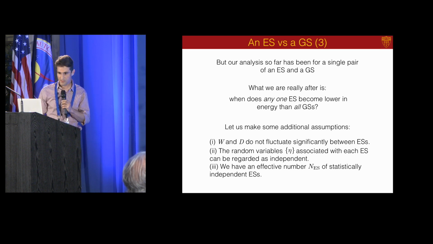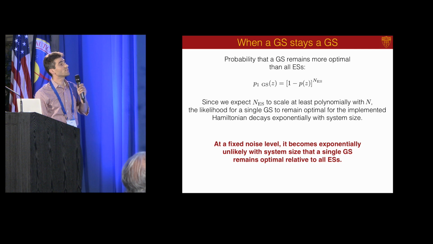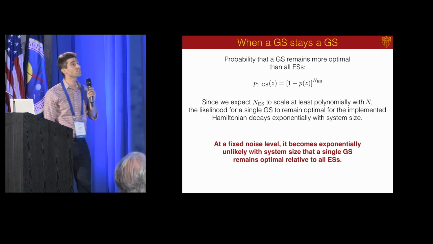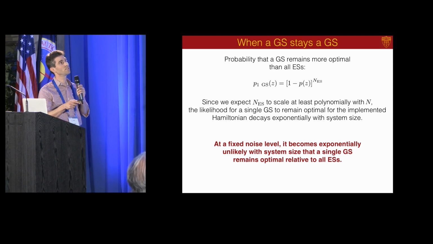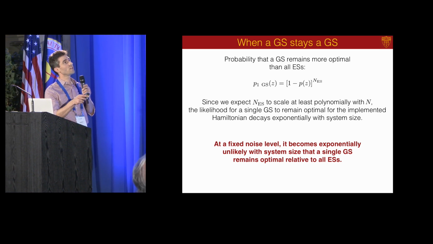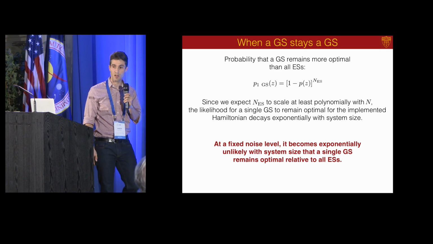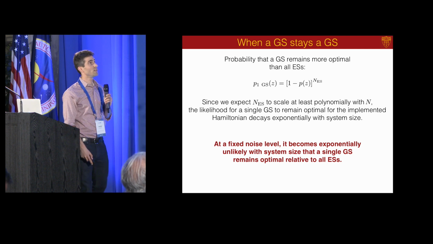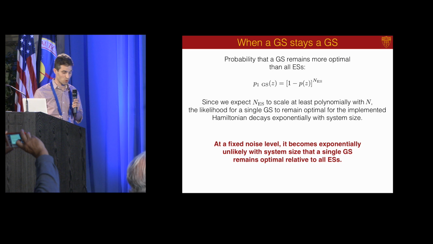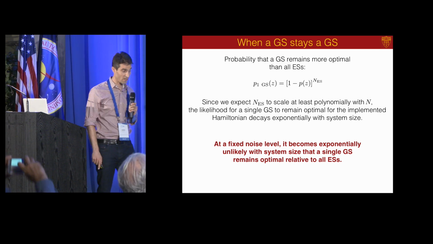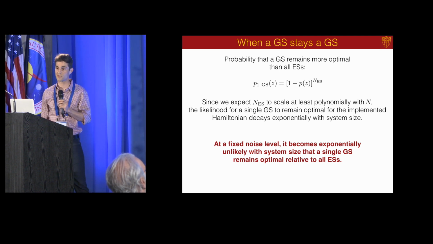So with these assumptions, you can now actually answer the question of at least what's the probability that a single ground state remains more optimal than all excited states? And so this is just given by this expression. Now, because 1 minus P of z is less than 1, and we expect the number of excited states to at least scale polynomially in the system size, this already tells you that the probability that a single ground state remains more optimal than all excited states at a fixed noise level decays exponentially with system size.